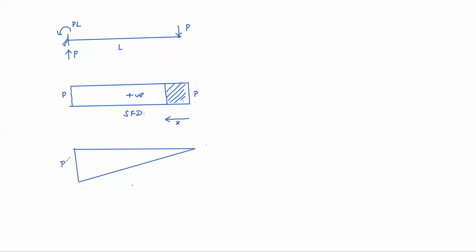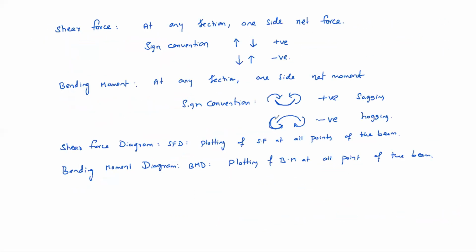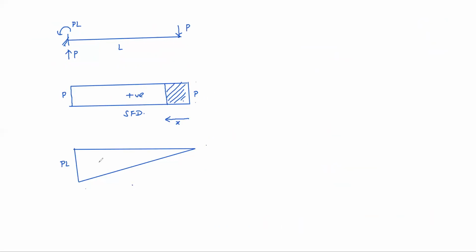Here the moment is P into L. The left side anticlockwise moment is actually negative; you can see the sign convention here. Left side anticlockwise or right side clockwise is negative, hogging. So that's why we are plotting on the negative side. Now you can see the slope of this bending moment diagram, the BMD. The slope is PL by L, which is P. That is the shear force. The slope of the BMD is the shear force. Integration of the shear force diagram is the bending moment diagram.